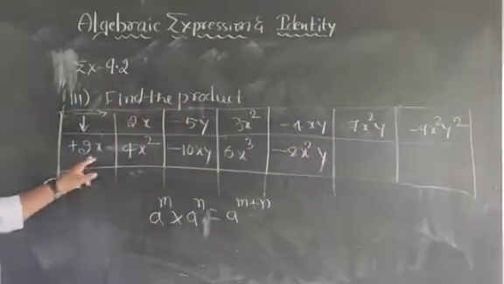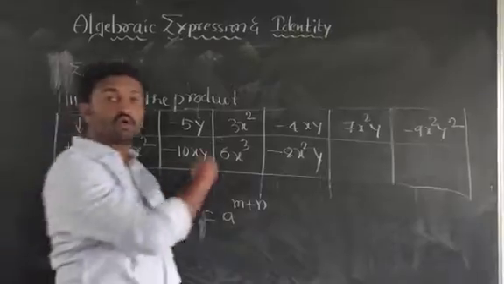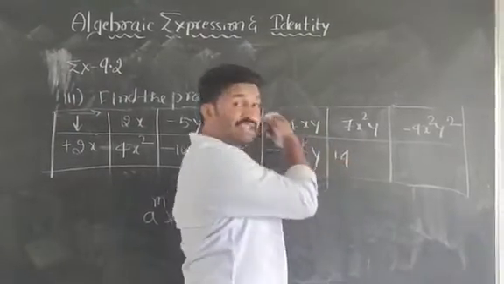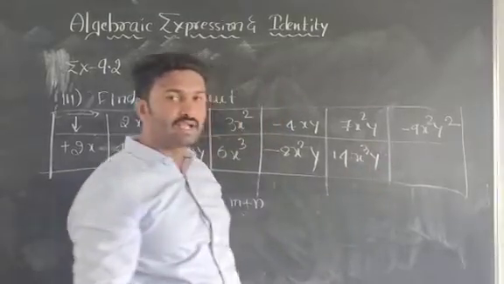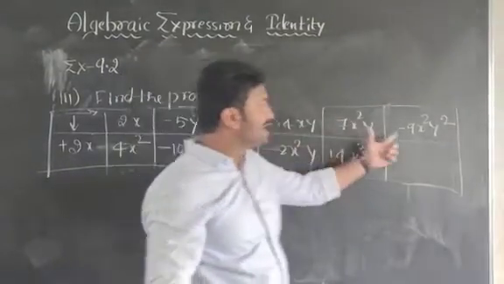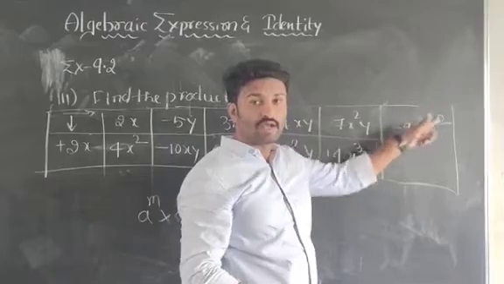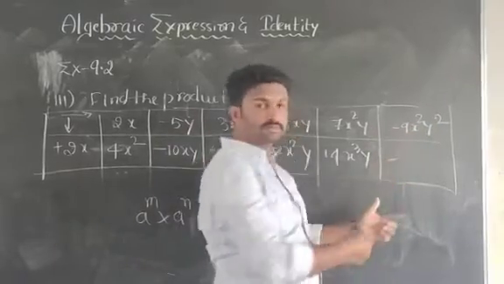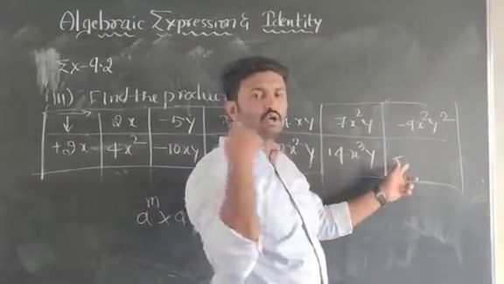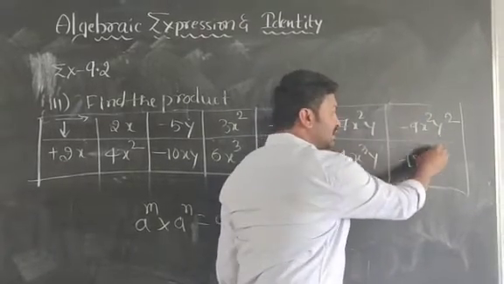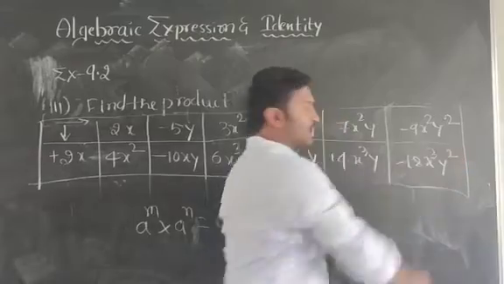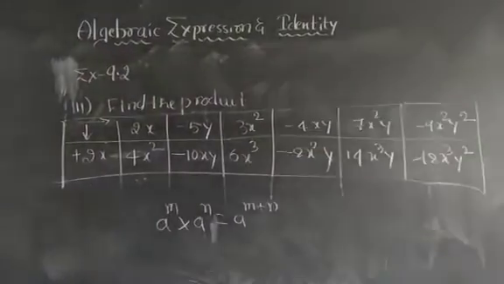Okay? 2x into 7x square y. 2 7s are 14. 1x is there already, 1 plus 2, 3, only 1 y. And then 2x, and here minus 9x square y square. Plus into minus, minus. 2 9s are 18. 1x there, here 2x, 3, only 1 y square. Okay, this is the way to multiply.